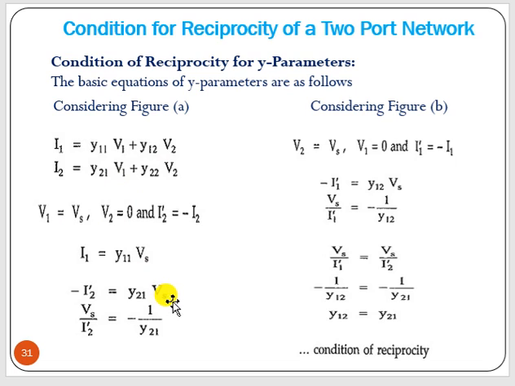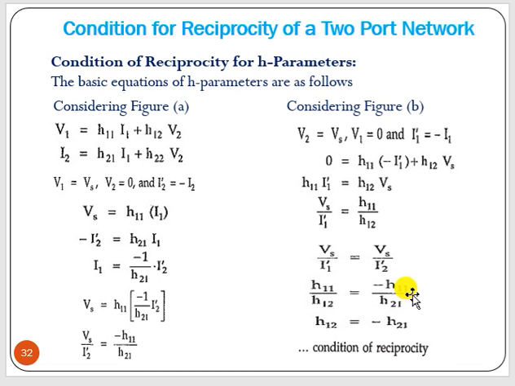So now Vs by I2 dash we can find out directly. Now V2 equal to Vs, we have to put into that equation, and I1 dash equal to minus I1. So minus I1 dash equals, with V1 equal to 0 that time, Y12 into Vs. So Vs by I1 dash we got the value. And if we equate these two, what will we get? If Y12 equals Y21, then the Y parameters of the two-port network satisfy the condition of reciprocity.